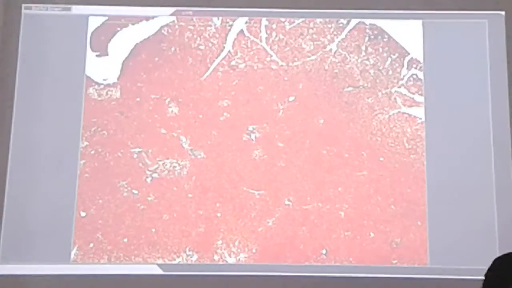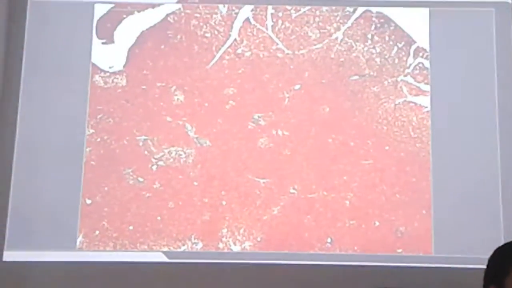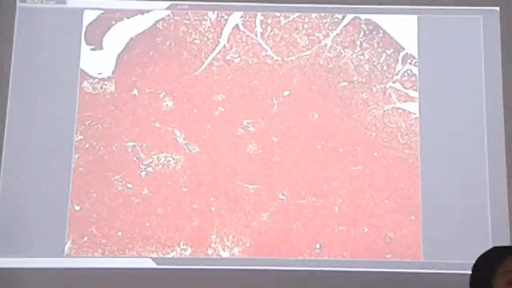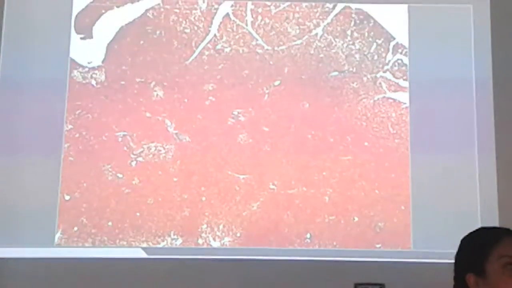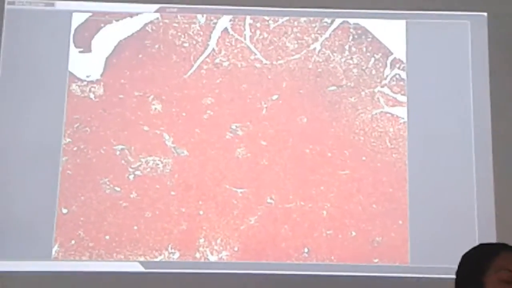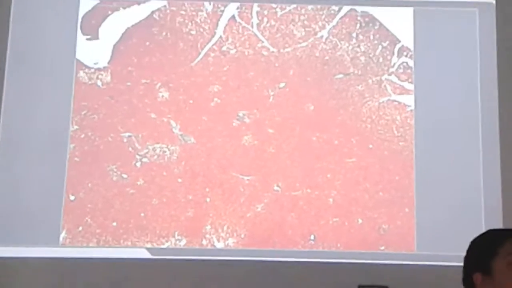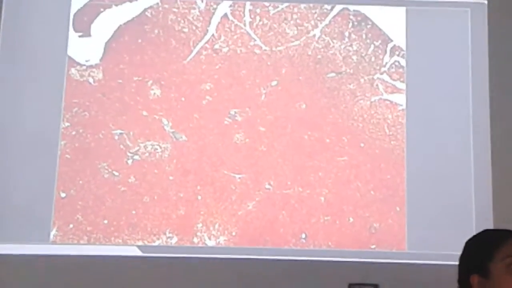These are Langerhans Islands, the endocrine part of the pancreas. In the Langerhans Islands, there are individual cell types, but they are not readily identifiable with this staining. We need immunohistochemistry to be able to identify these individual cells. Okay, I will show you the exocrine part of the pancreas.